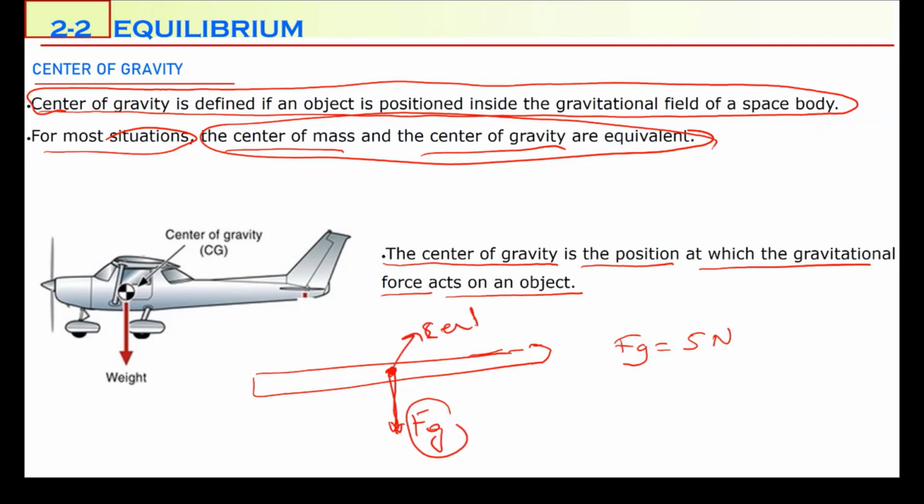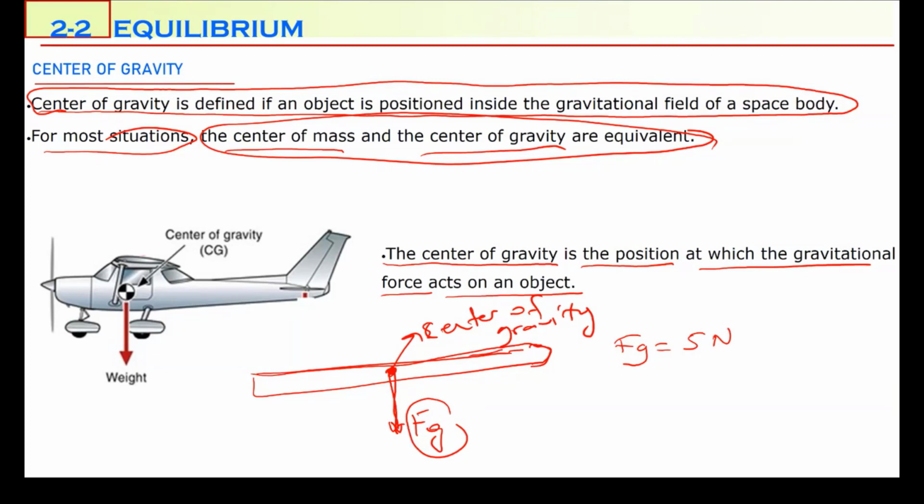Center of gravity. But it is equivalent to center of mass. Yes, it is equivalent to center of mass, but we don't say that we are going to draw the gravitational force from the center of mass. We say that the gravitational force is always drawn from the center of gravity. But center of gravity and center of mass are equivalent points.